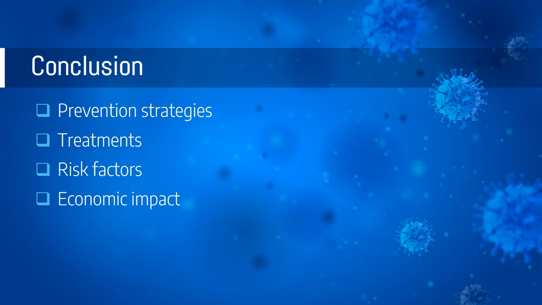In conclusion, there are prevention strategies and treatment options for each clinical phase. The risk factors are race, gender, genetics, medications, and diet, and this issue is important because of the possible economic impacts and the amount of people it affects.